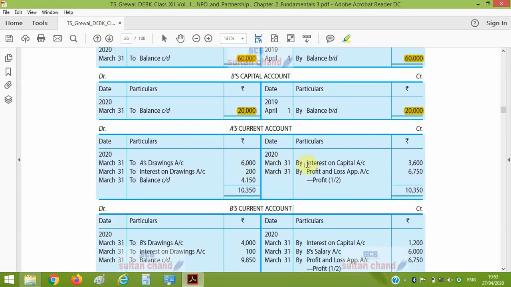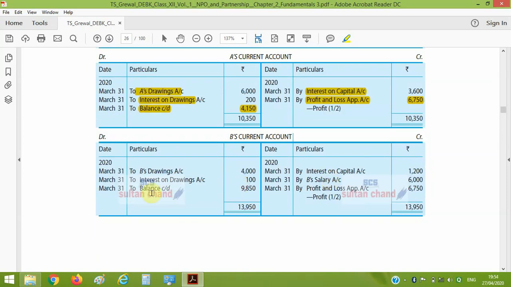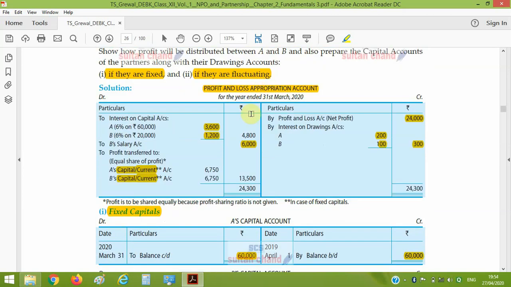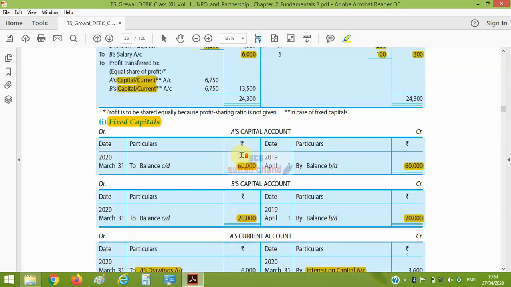A's current account, there is no opening balance given in the question, so on the last date by interest on capital given to partner is 3,600, share of profit and loss appropriation account then 6,750, A's drawing is 6,000, interest on drawing 1,000, and balance carried down after all is 4,150. This will appear on the liability side of the balance sheet. Same with B, the final balance carried down will be shown under the liability side. This is how we prepare the profit and loss appropriation account and the capital and current accounts in case of the fixed capital account system.